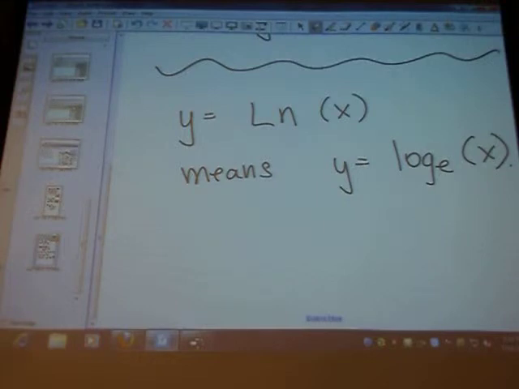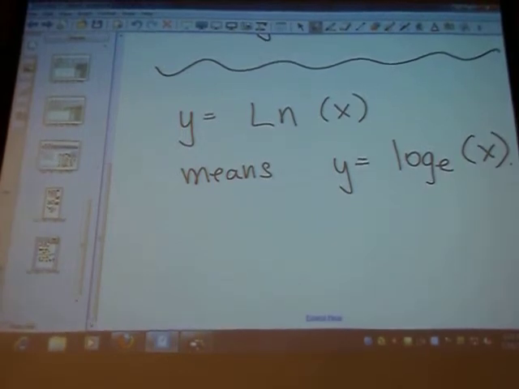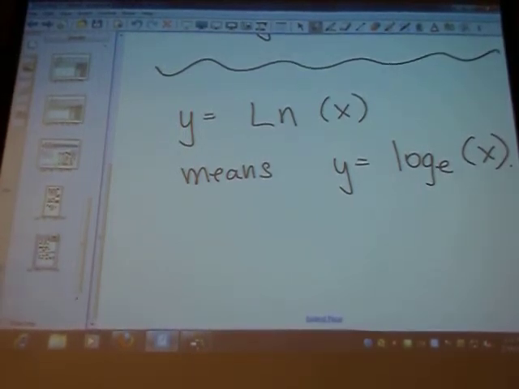It just means your base is E. You will never, ever see them write log base E. It's just not done. I don't know why. They will always write it as LN. What does the N even mean? Why wouldn't they write it LE?